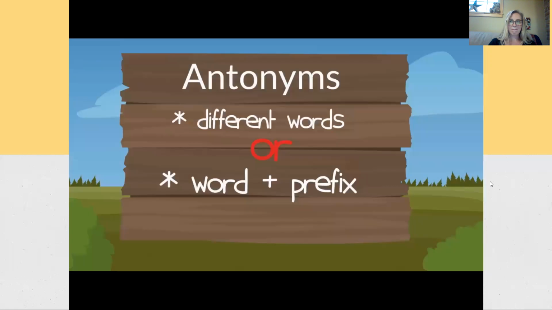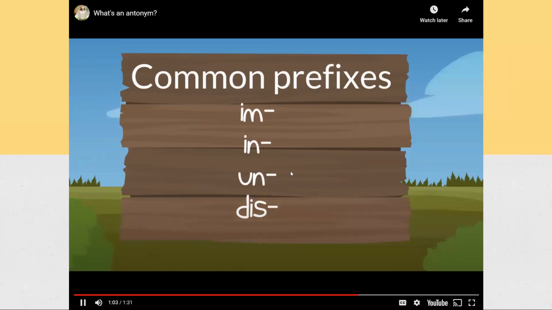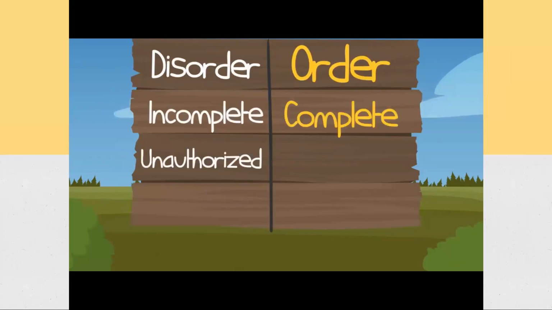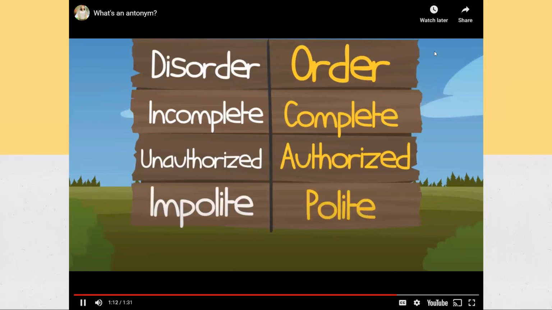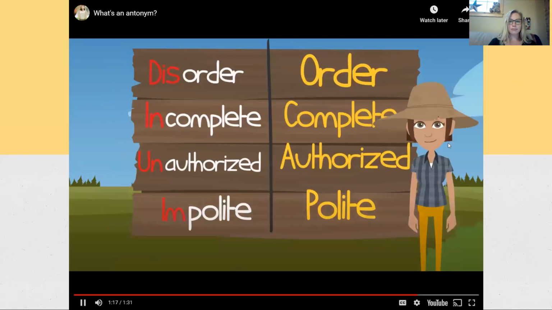You get the idea. Sometimes antonyms are completely different words, but sometimes they're just that word with a prefix, or a little part added on at the beginning. Some common prefixes to change a word to an antonym are im, in, un, and dis. Disorder is the antonym of order. Incomplete is the opposite of complete. Unauthorized is the opposite of authorized. Impolite is the antonym of polite. But remember, that doesn't mean that every word that starts with those prefixes is an antonym.